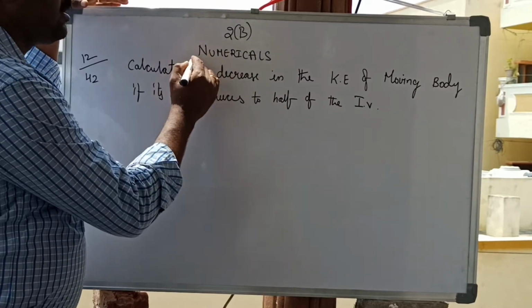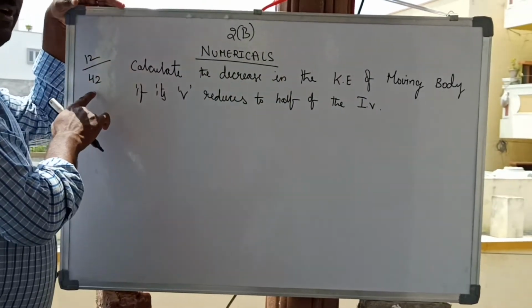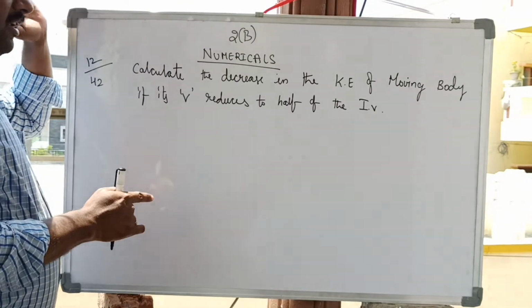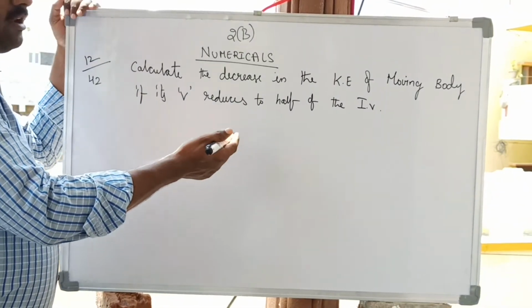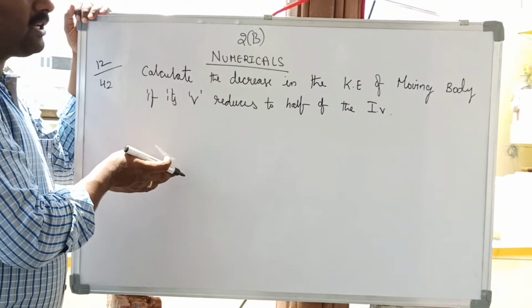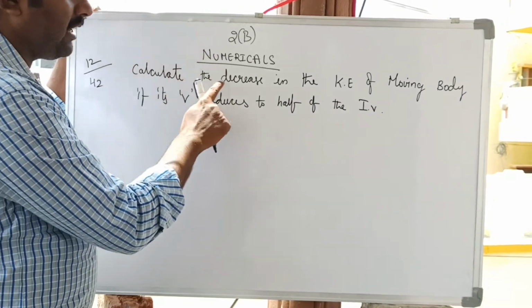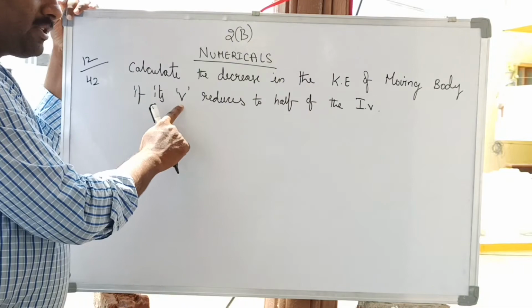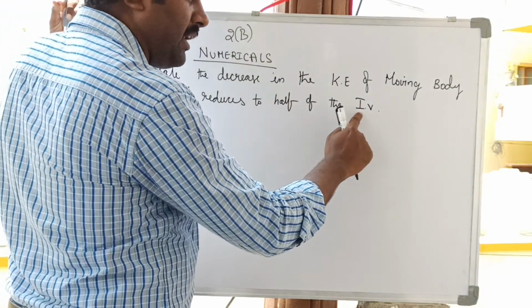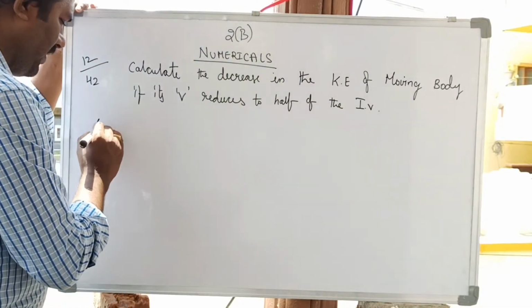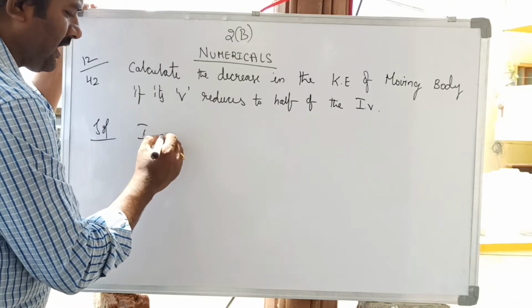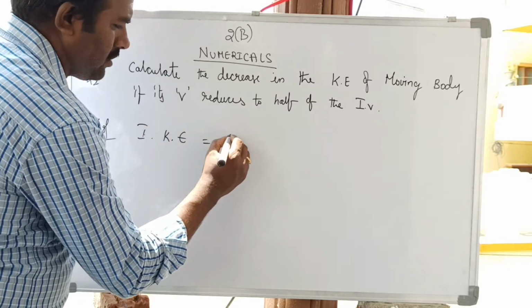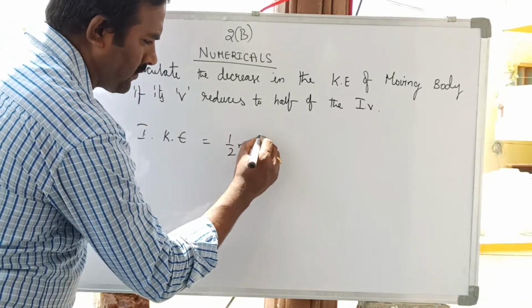2B numericals. That's the 12th question, page number 42. This is different. Actually, they are giving directly to calculate kinetic energy and potential energy. Calculate the decrease in the kinetic energy of a moving body if its velocity is reduced to half of the initial velocity. So, first, initial kinetic energy is equal to half mv square.